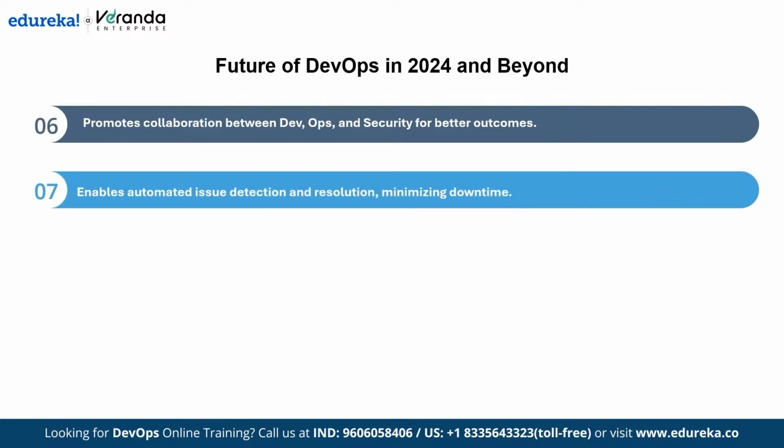Next is self-healing systems. Systems will evolve to be more resilient with self-healing capabilities. These systems will automatically detect and resolve issues, reducing downtime and the need for manual intervention.